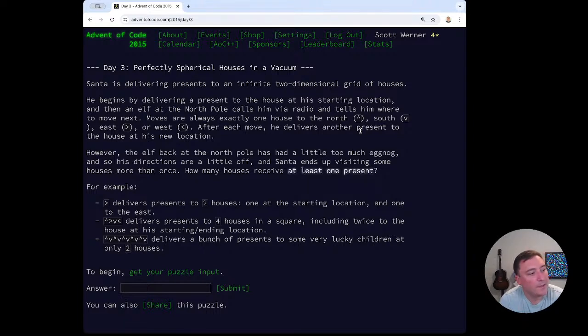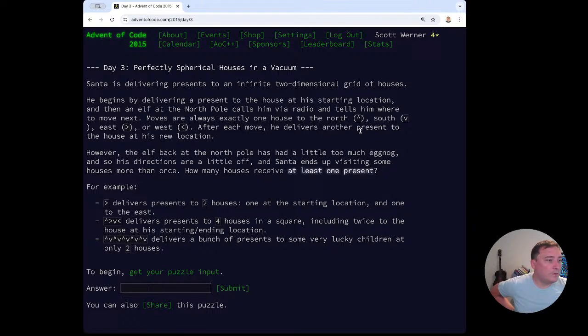For example, greater than sign, right arrow, delivers presents to 2 houses, 1 at the starting location, 1 to the east. Up, down, up, right, down, left, delivers presents to 4 houses in a square, including twice to the house at his starting and ending location. And then up, down, north, south, delivers a bunch of presents to some very lucky children at only 2 houses.